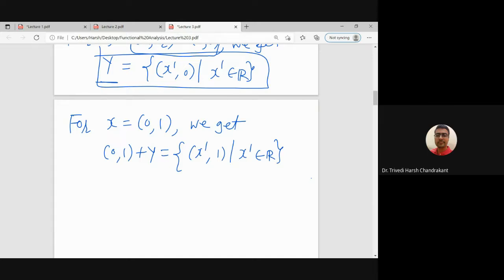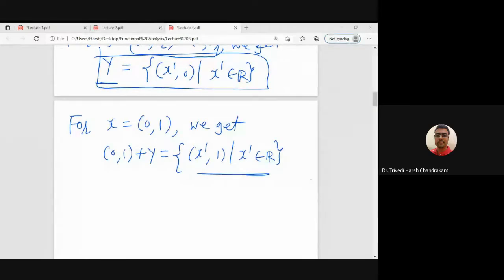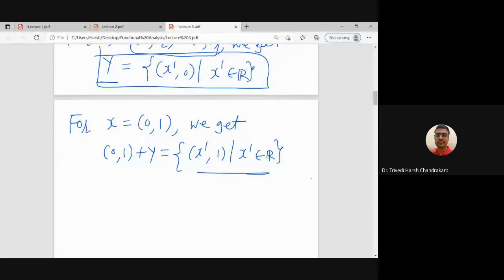All the elements (x, y), (x, 1). So if we draw these points in R2, then what will be this set? All first coordinates, so that the second coordinate is y.